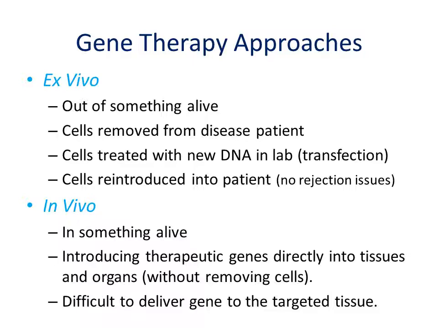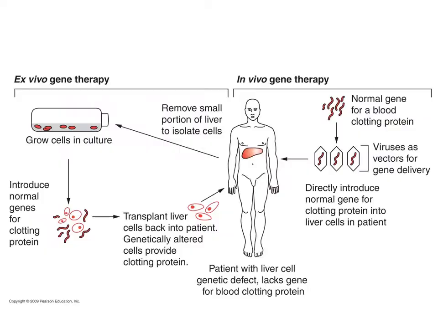Here what you're doing is you're introducing the therapeutic genes directly into the tissues and organs without removing the cells. The difficulty here is that it's hard to deliver the genes to the specifically targeted tissue. So what do these two approaches look like?